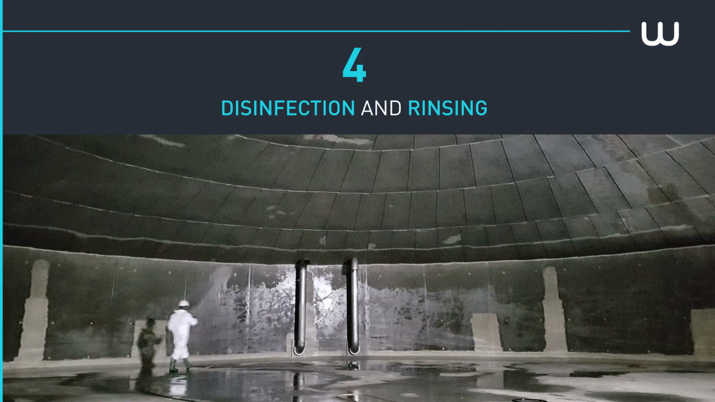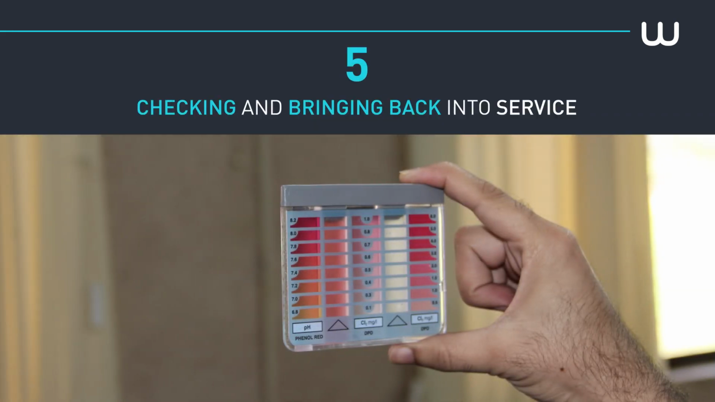Let's now look at disinfection and rinsing. Disinfection is carried out by spraying tank walls with a disinfectant solution. The structure is then rinsed with pressurized water. The last stage involves checking and bringing the structure back into service. The tank is refilled and several samples are taken for analysis. Bringing the structure back into service is accompanied by checks on operating conditions for the various equipment present in the tank.